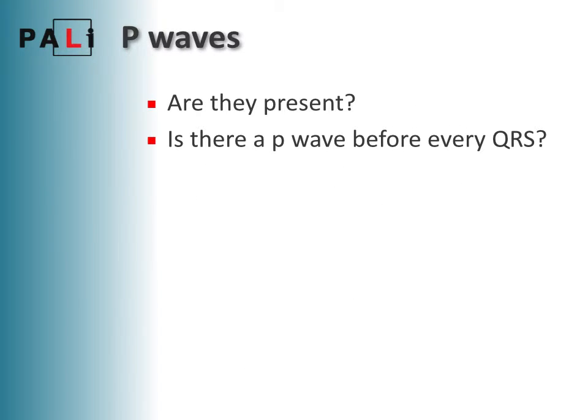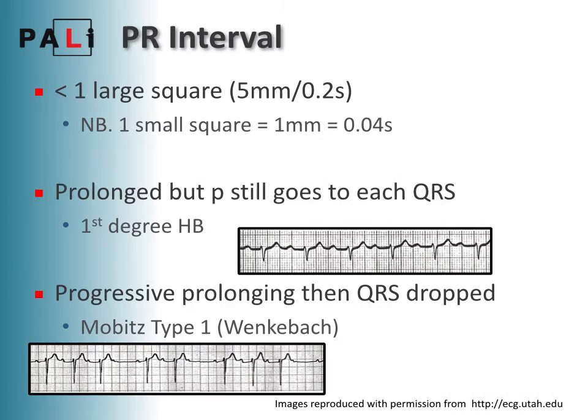Next, we start to analyse the waveform. First, we start with P waves, and there are 2 main questions you want to ask yourself regarding P waves. Are P waves present? And is there a P wave before every QRS complex? Then we want to move on to the PR interval. There should be less than 1 large square between the end of the P wave and the start of the QRS complex. This represents 0.2 seconds.